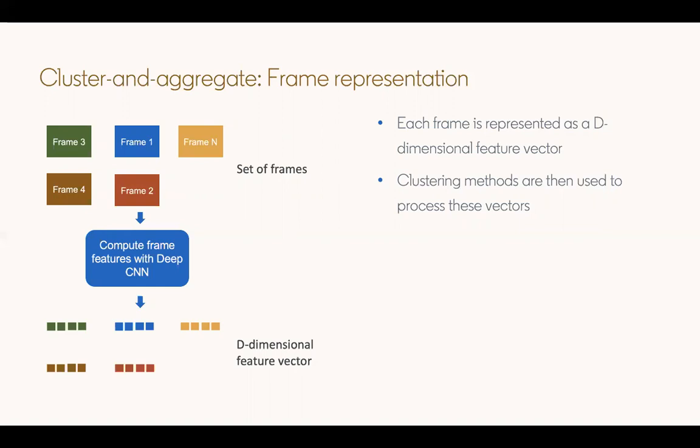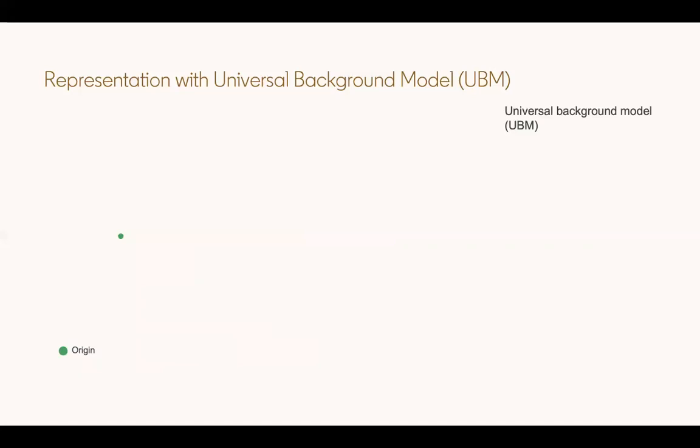The d-dimensional vectors are typically, d is typically a number like 1024. So it's fairly large, and that's what we get from our deep CNN models, such as Inception Network or AlexNet or any other deep CNN approach. Okay, so now we have our set of d-dimensional vectors for a given video. Say we have 100 d-dimensional vectors for a given video. How do we represent that video?